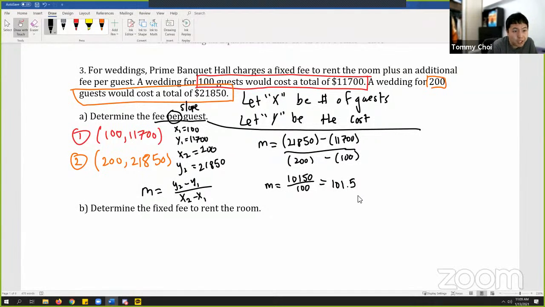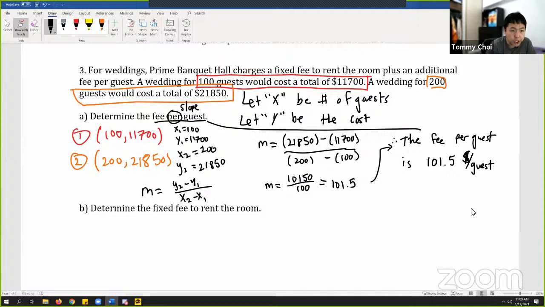The reason why we have to do that is because the question was asking for rate of change. We have to use it in terms of the units. So we can say, therefore, the fee per guest is $101.5 per guest. That's the unit, right? Fee per guest. So we're left with that. That's the first question here. It's asking for rate of change. You need your units.